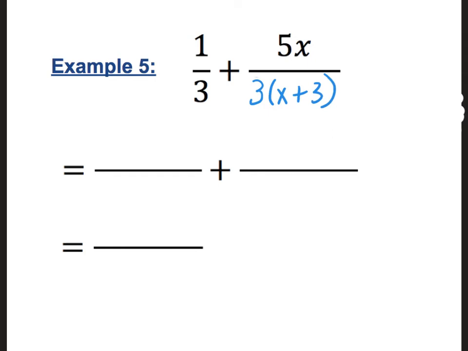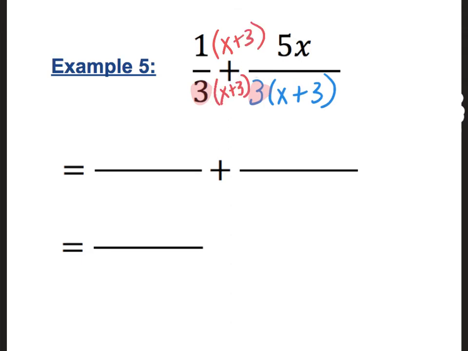Now remember, we want our denominators to match. So I noticed that my first denominator has a 3. My second denominator has a 3. So what I'm missing is x plus 3 on that first fraction. So that means that I'm going to multiply the top and the bottom of my fraction by x plus 3.